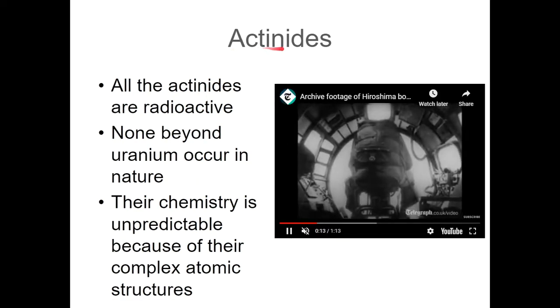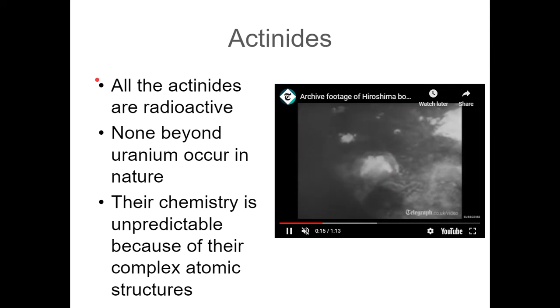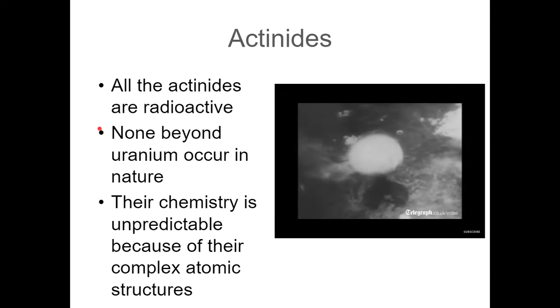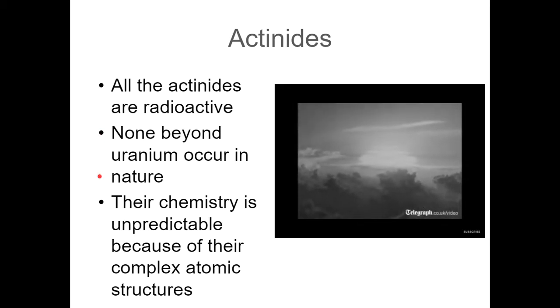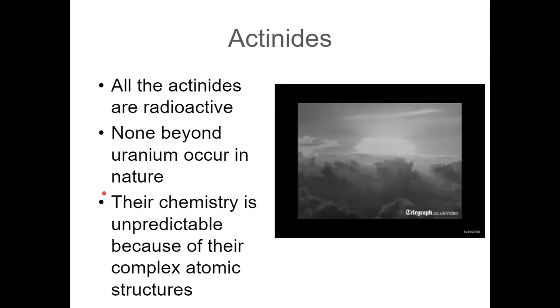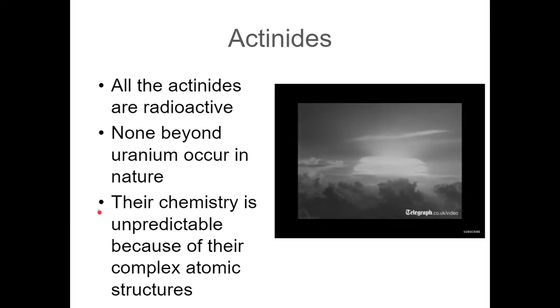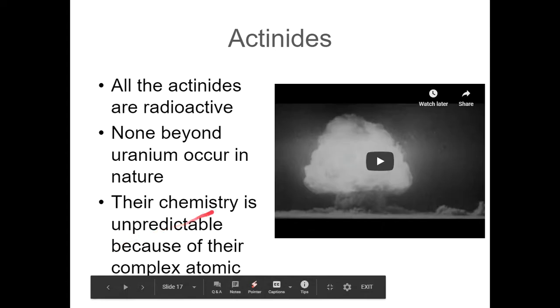The actinides. All the actinides are radioactive. None beyond uranium occur in nature, so they are man-made. You can see a bomb exploding there. Their chemistry is unpredictable because of their atomic structure.